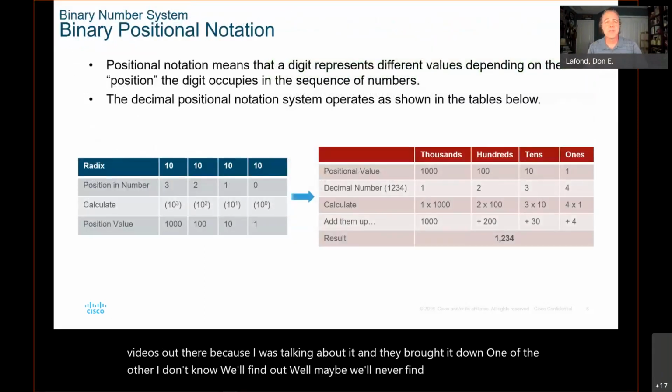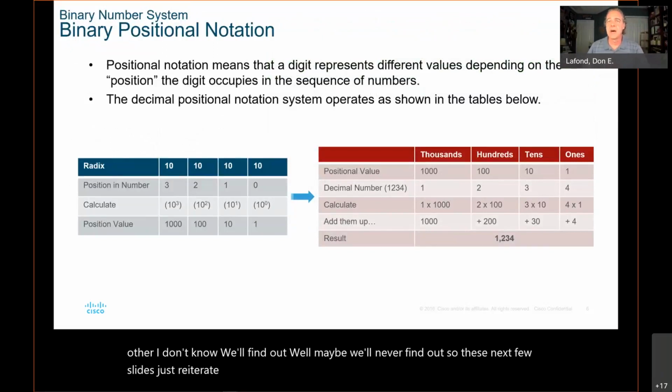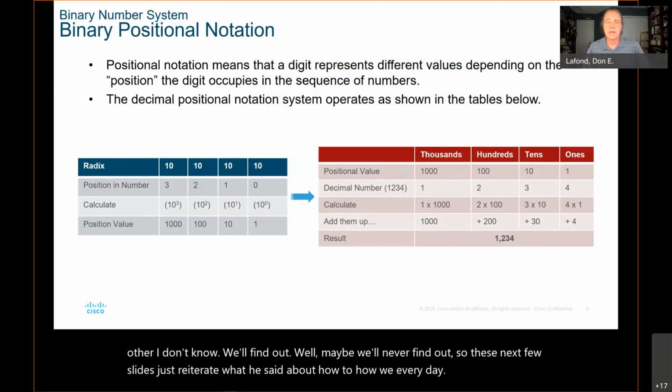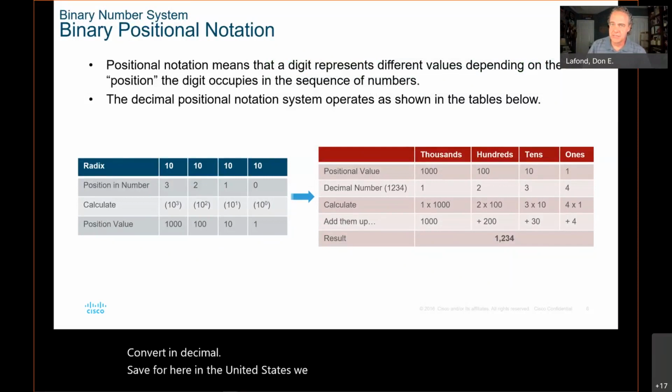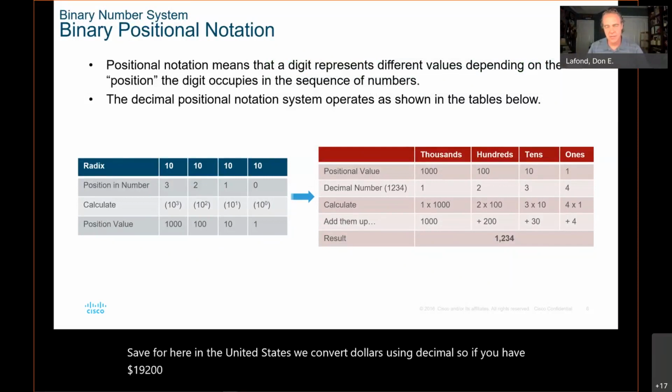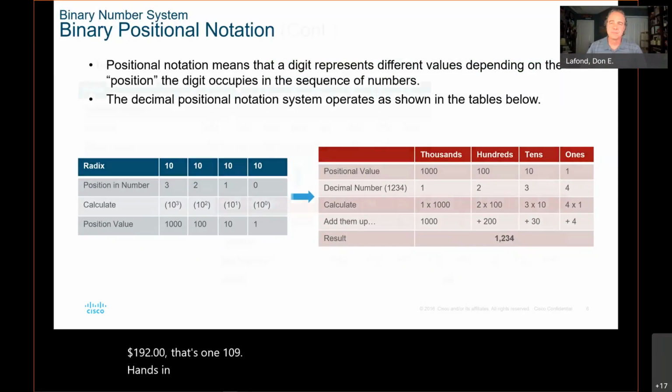So these next few slides just reiterate what he said about how we every day convert in decimal. Say for here in the United States, we convert dollars using decimal. So if you have $192, that's 1 hundred, 9 tens and 2 ones.